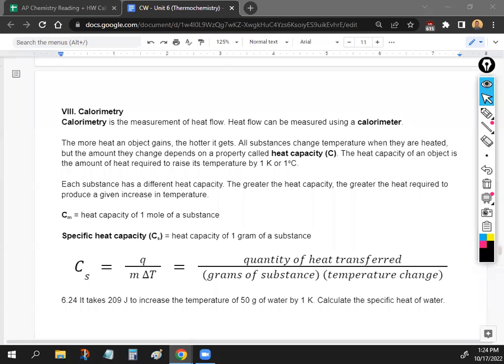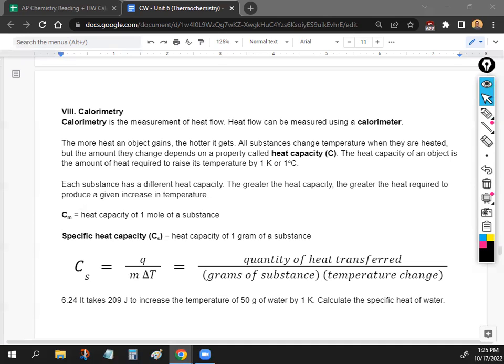We're going to move on to the next topic, which is called calorimetry. The reason I extended the test is so that we can fit in a lab next time. It's going to be a calorimetry lab, so this is the content you'll need to know to do well on your lab.